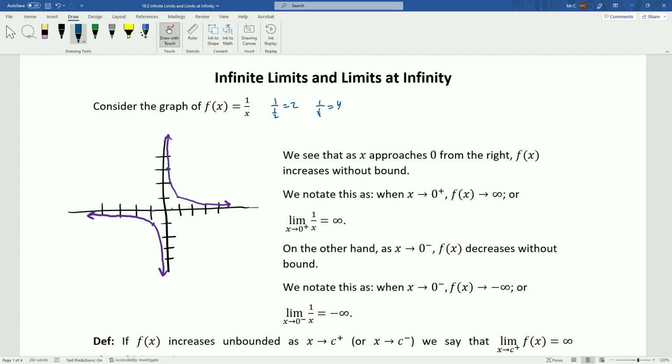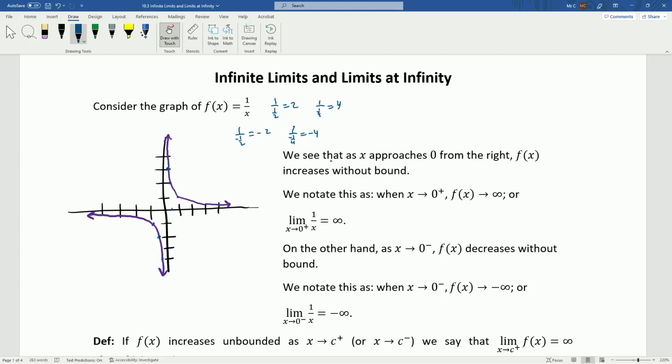And similarly, if I'm looking at negative values of x, 1 over negative 1/2, that's negative 2. 1 over negative 1/4, that's negative 4. Right? I'm still getting growth in a sense, but the growth is towards negative values, so the y values become larger in magnitude, but in the negative direction. So when we see this behavior, where our input approaches a certain number, the output grows unbounded, that's what we mean when we talk about infinite limits.